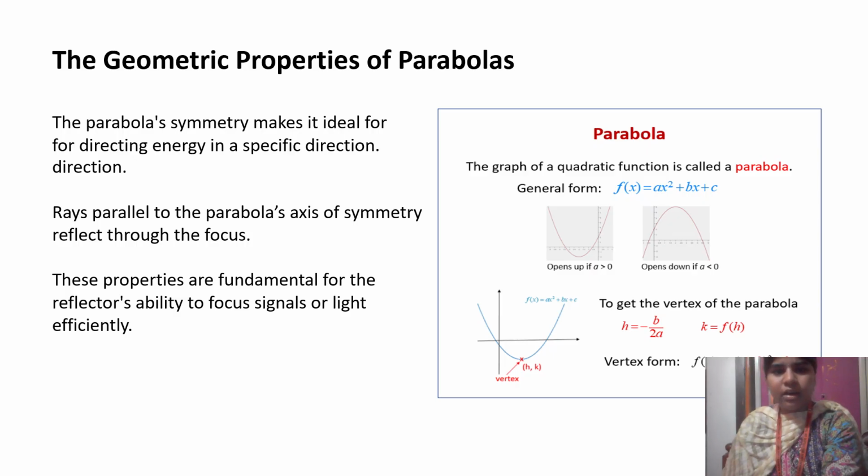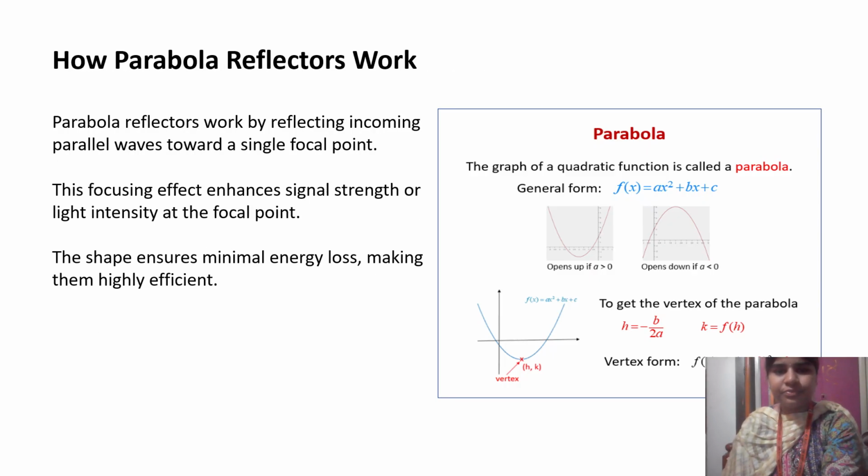The geometric properties of a parabola. The parabola's symmetry makes it ideal for directing energy in a specific direction. Rays parallel to the parabola's axis of symmetry reflect through the focus. These properties are fundamental for the reflector's ability to focus signals or light efficiently.